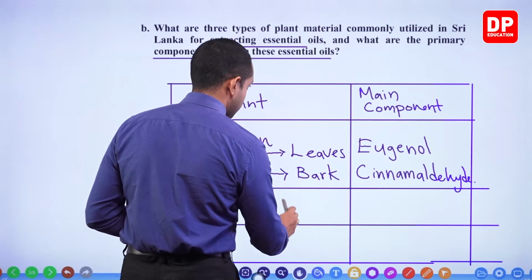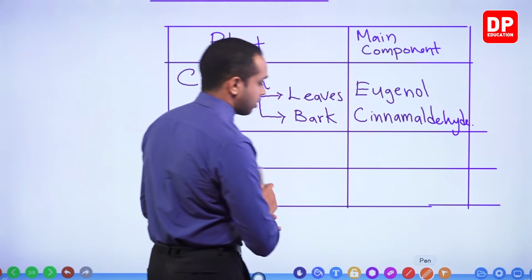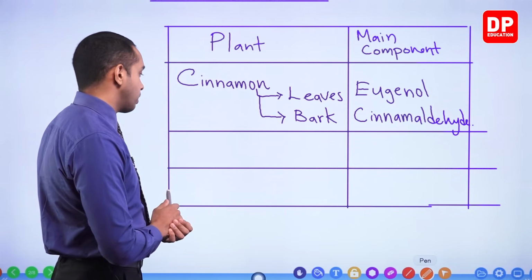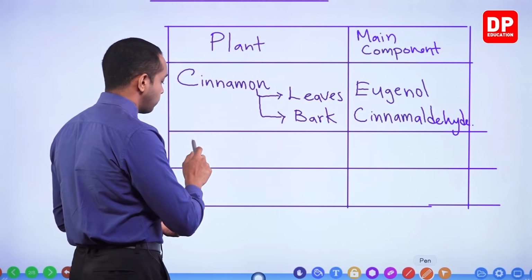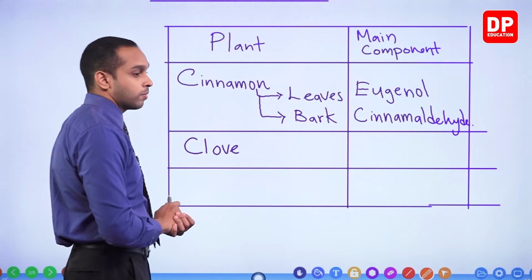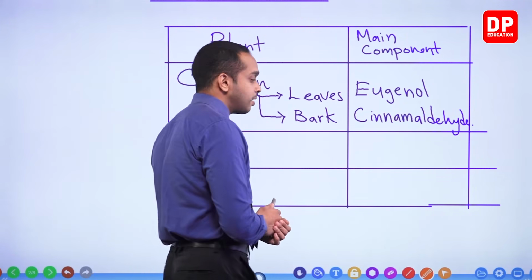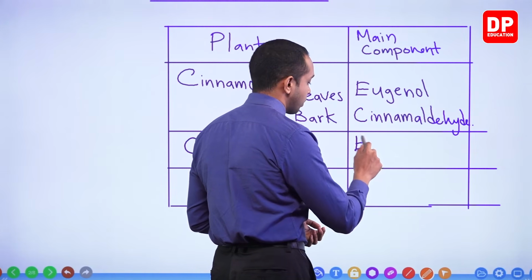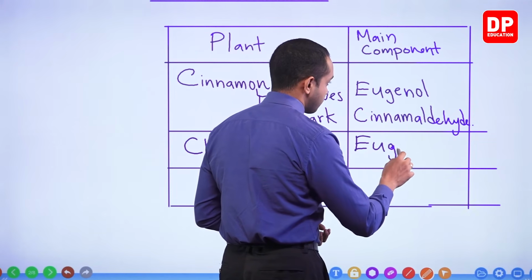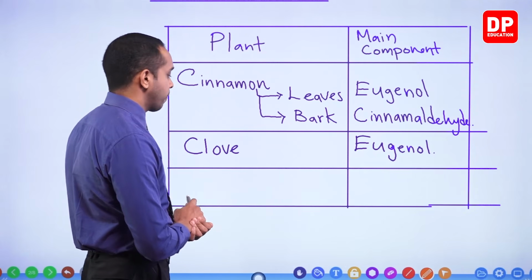And apart from that, students, we use other different types of plant material as well. One is clove. We use clove to extract clove oil. In clove oil, the main component is eugenol.